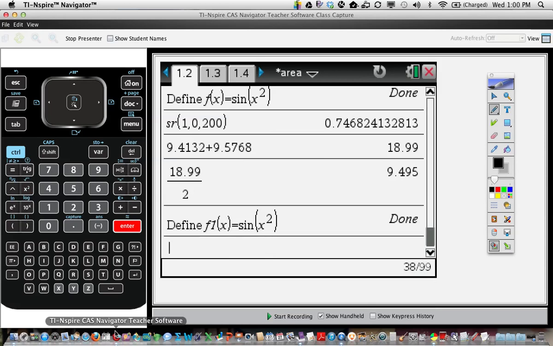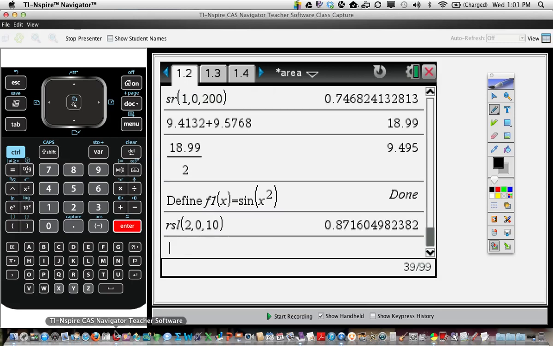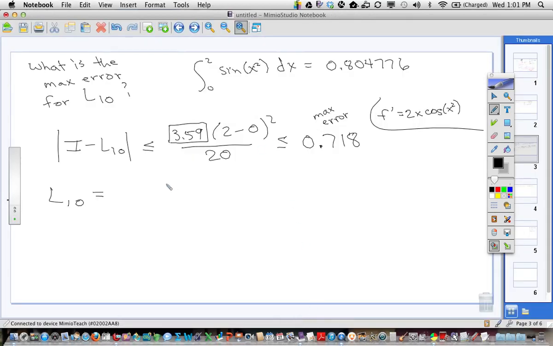Now we're going to type RSL, which stands for Riemann sum left, and then parenthesis, and then we have to go B, comma, A, comma, N. Since our integral is 0 to 2, we go 2, comma, 0, and then we do 10 for 10 lefts, and hit enter. All right, so 0.87160. So we get 0.8716.